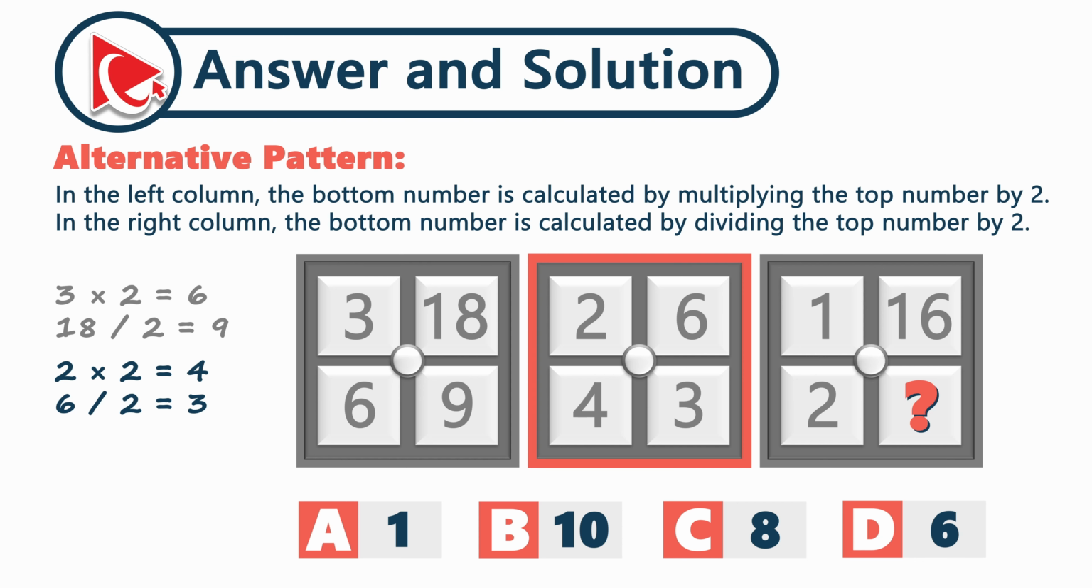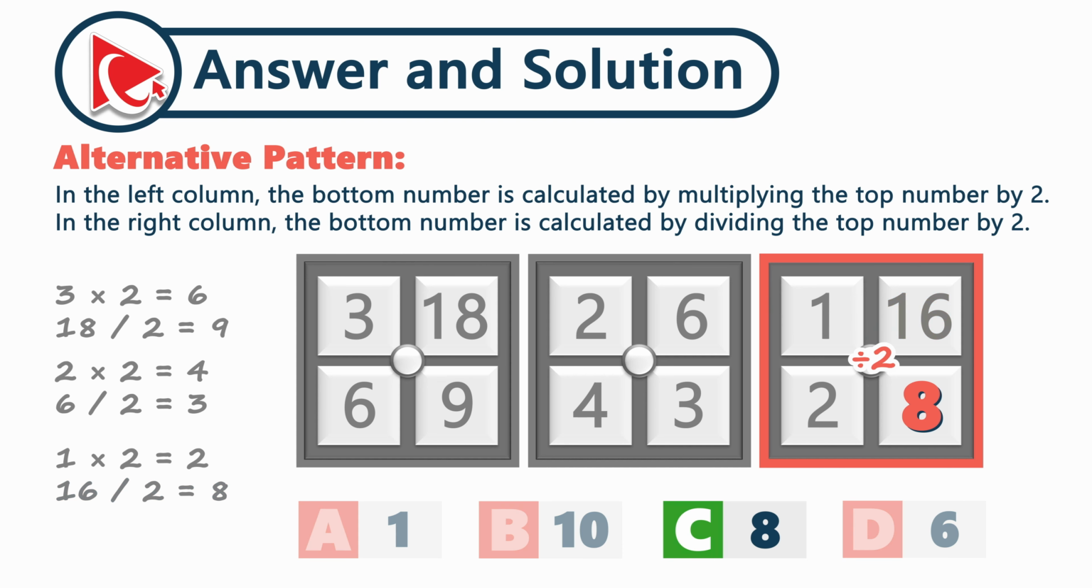And for us, the time is to shift the focus to the third square. Let's confirm the pattern with the first column. 1 multiplied by 2 equals 2. And as you might have guessed, to calculate the missing number, we may need to use division. 16 divided by 2 equals 8. And the correct answer here is choice C, 8.